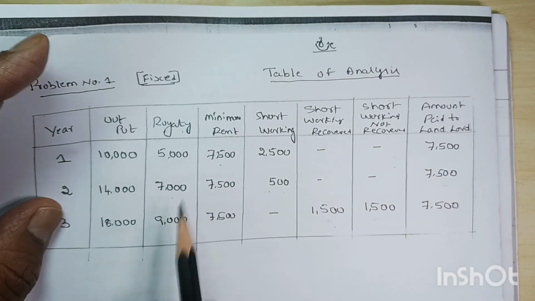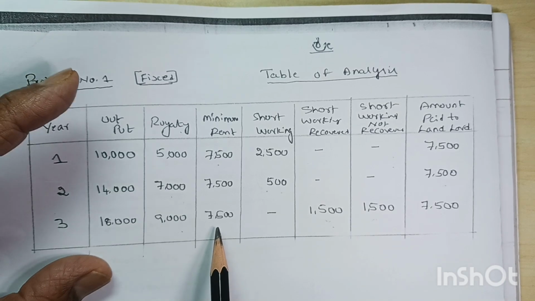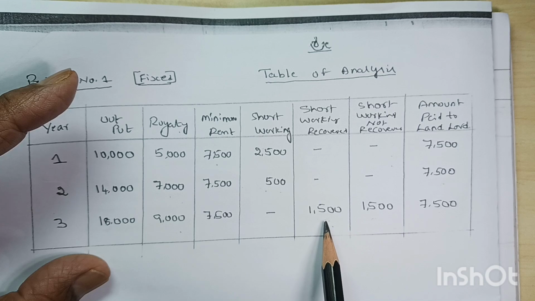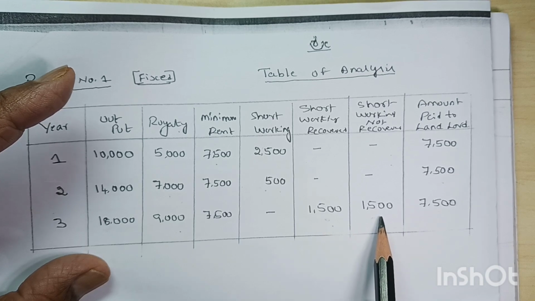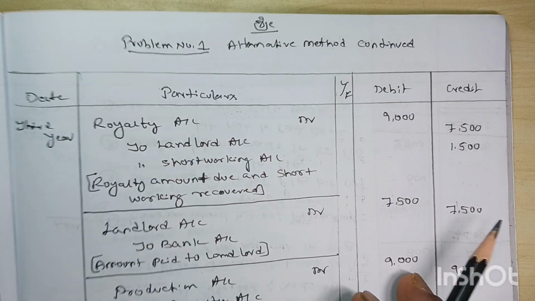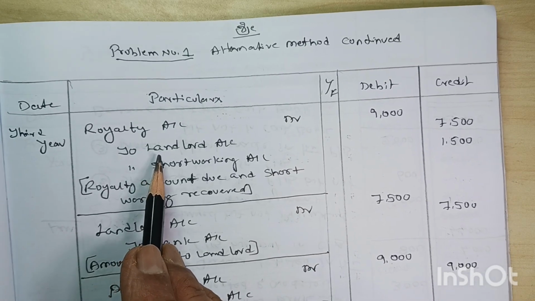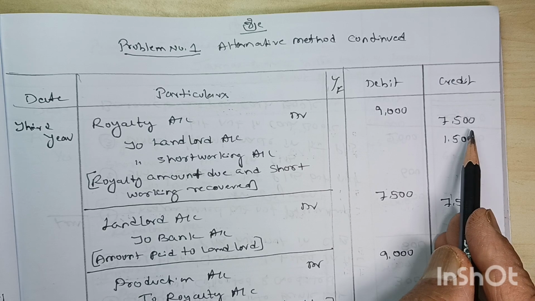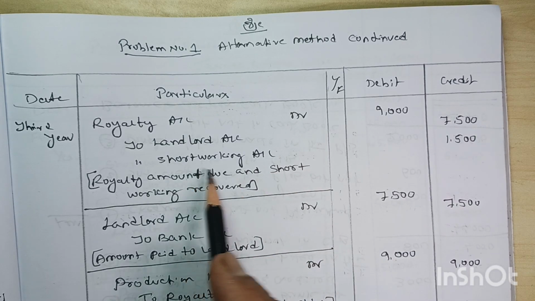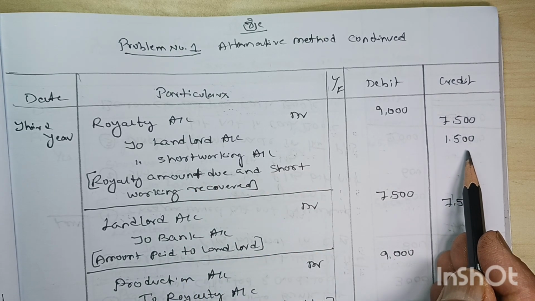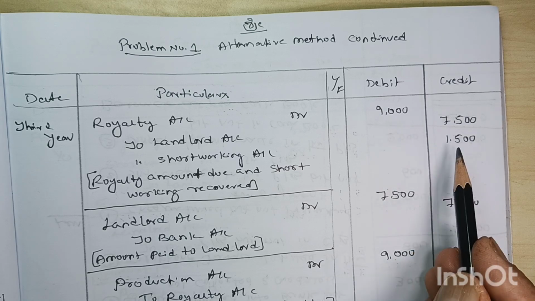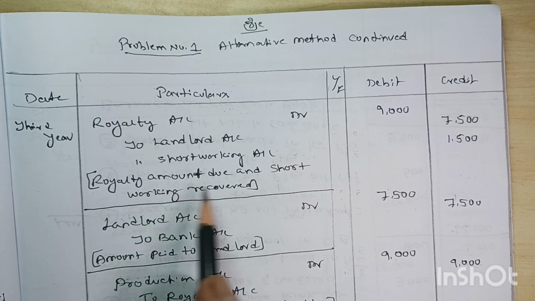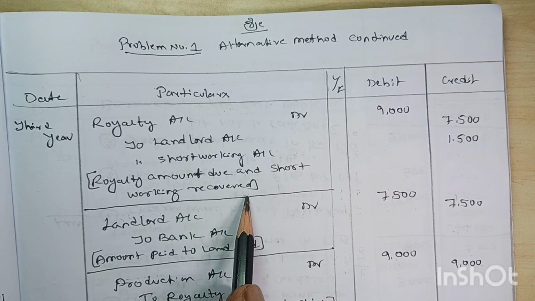Say third year it is excess: 9,000, 7,500 is the minimum rent, where you have earned royalty of 9,000, excess recovered is 1,500, not recovered is 1,500. How to write in the similar fashion? Here there is no question of minimum rent. Royalty account debtor 9,000, to landlord account you have to pay only 7,500, short working recovered is 1,500. That means out of 3,000 rupees short working, the amount recovered is 1,500. Royalty amount due and short working recovered.